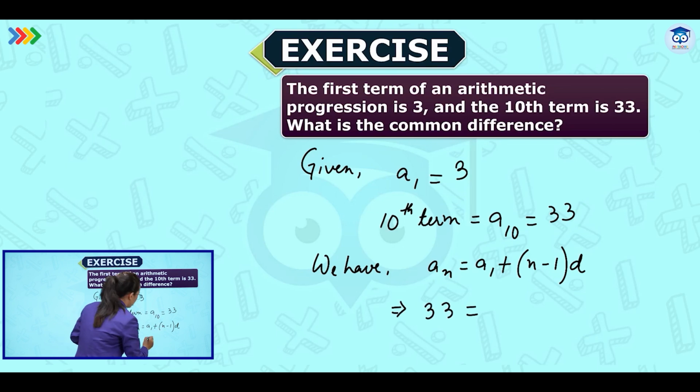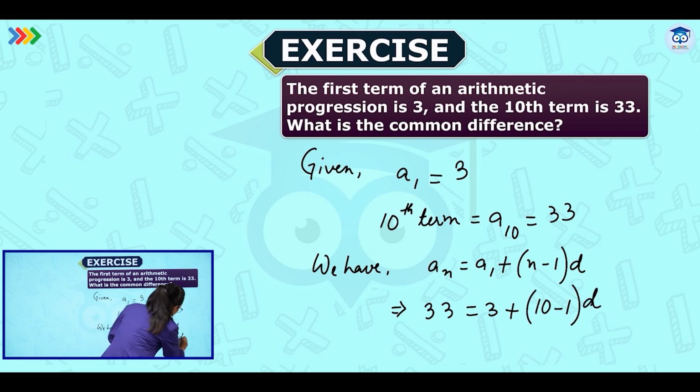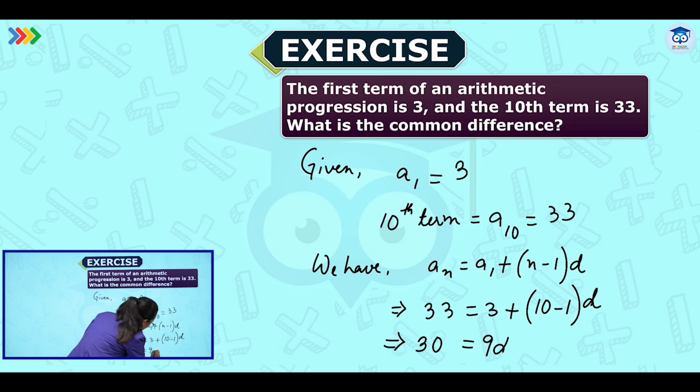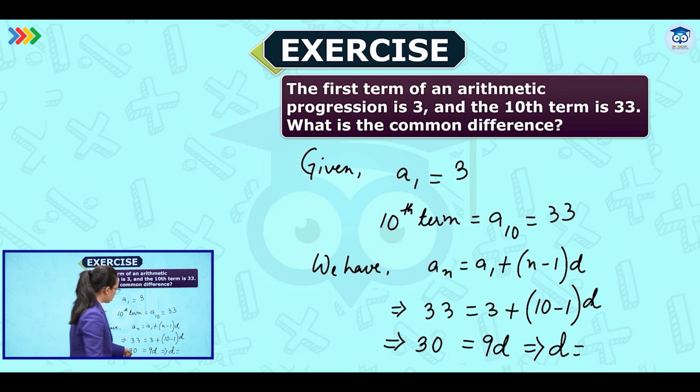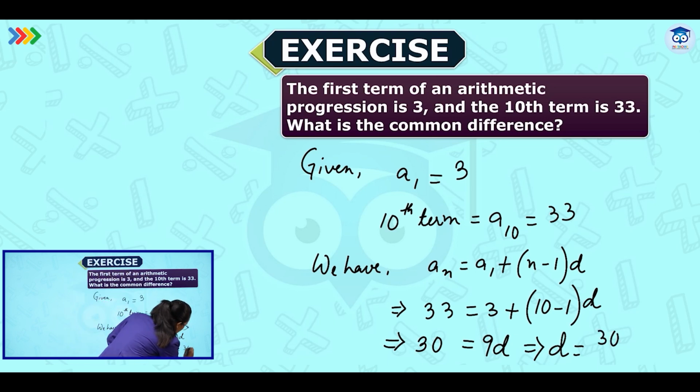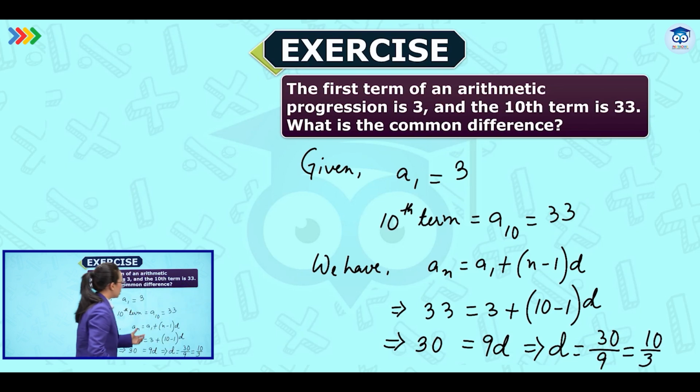So A1 is 3 and n is 10. So (10 minus 1) into d. Now after calculating this, this is shifting to the other side. So it becomes 33 minus 3. It is 30 is equal to, and then here we have 9d. Again we have the d value as a fraction, that is nothing but 30 upon 9. So you can reduce it to simpler form and write it as 10 upon 3. Okay, so this is how we apply An and then calculate the value of d.